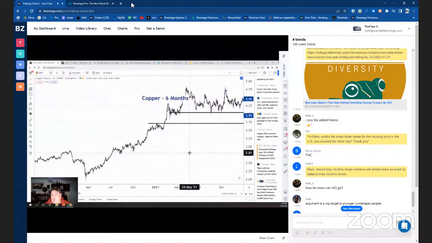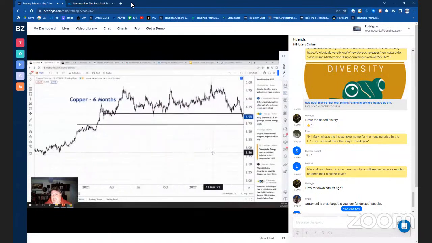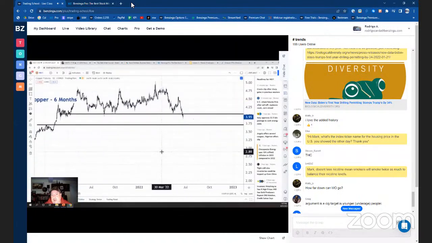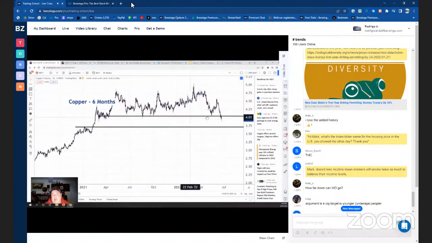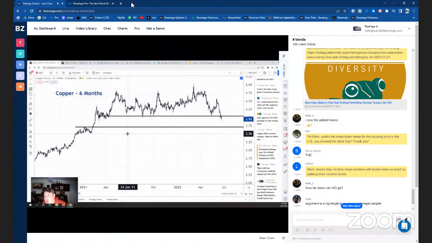Now we have something that's a little bit frightening, because this move lower here could be telling us the economy is really slowing down, and if we get into a deflationary environment, in a lot of ways that's even worse than inflation.